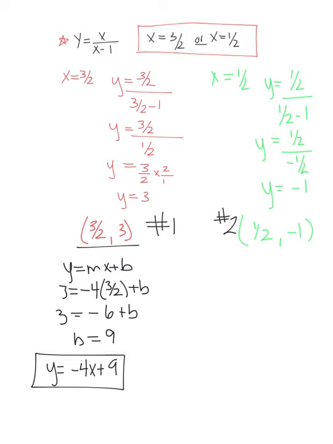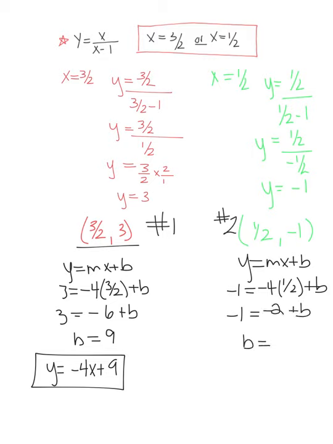Now, my second equation over here, same steps, y equals mx plus b. I have a y value of -1. I have an m of -4. I have an x of 1/2. -1 equals -4 times 1/2. That's a -2. B is equal to 1, -1 plus 2. And so I'm getting the equation y is equal to -4x plus 1.